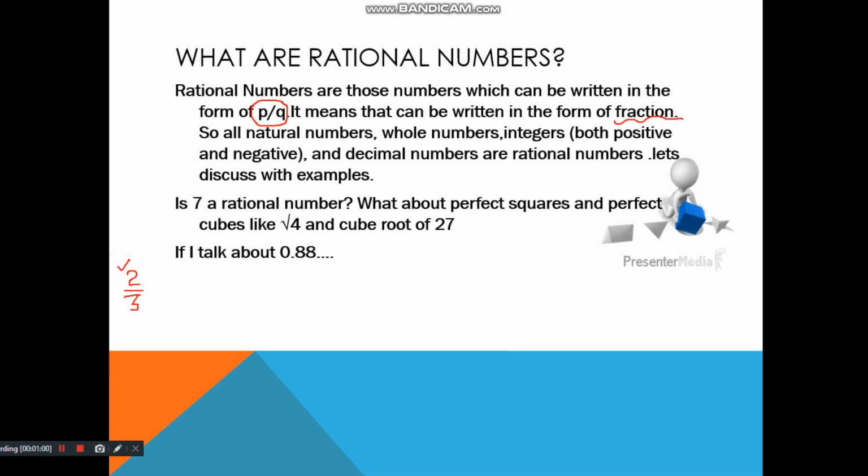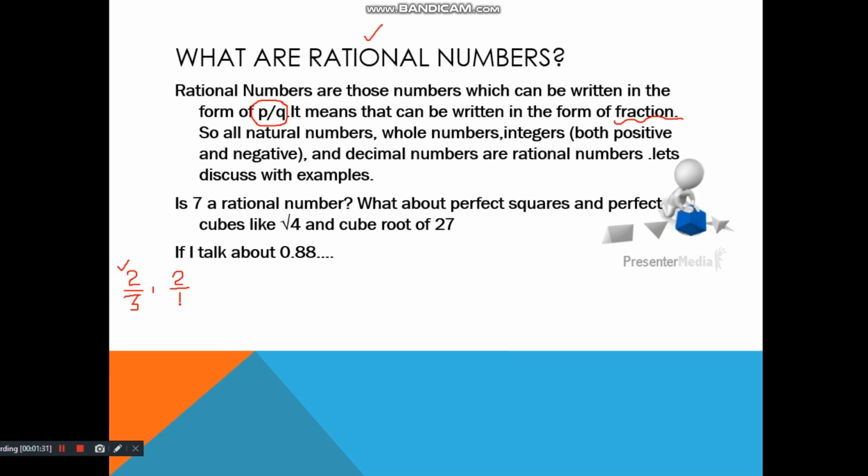So 2 over 3 is a rational number. What if I ask you, is 2 a rational number? Is 3 a rational number? Yes, 2 is a rational number. Why? Because if there is nothing in the denominator, you can write 1. So 2 can be written in the form of a fraction. Same is the case with 3. 3 is also a rational number. 4, 5, 6, all these numbers are rational numbers.